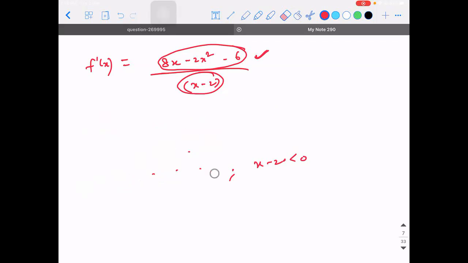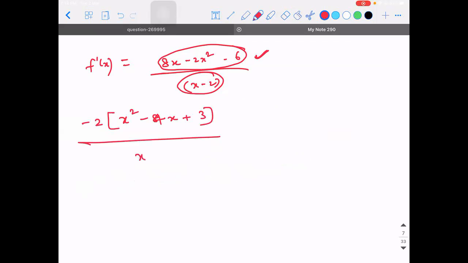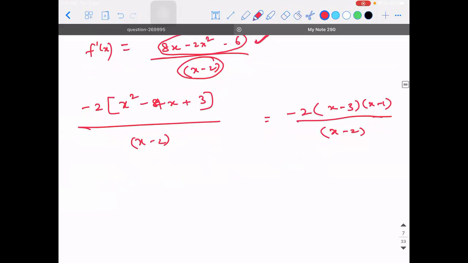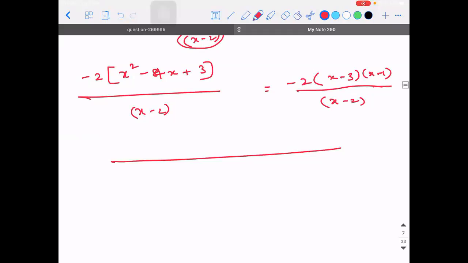Let's make it in a simpler way. Can you factorize and tell me? So minus 2, if I take out, x square minus 4x plus 3 divided by x minus 2. So that is minus 2 into x minus 3 into x minus 1 divided by x minus 2. So what are the critical points? 1, 2, 3, right? So you check for value less than 1. So this should come out as greater than 0.